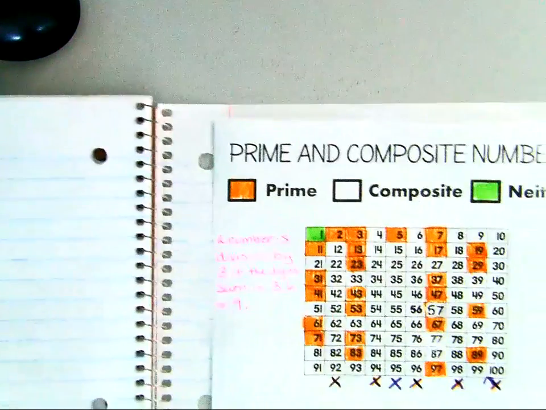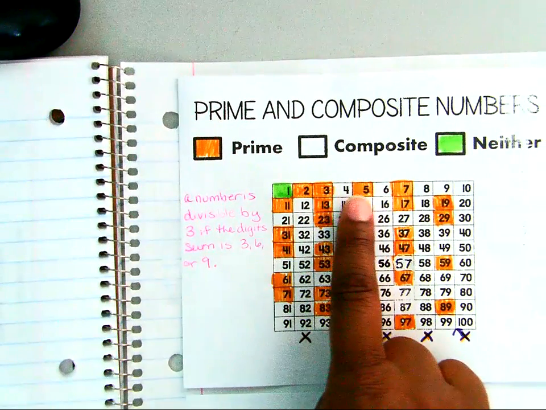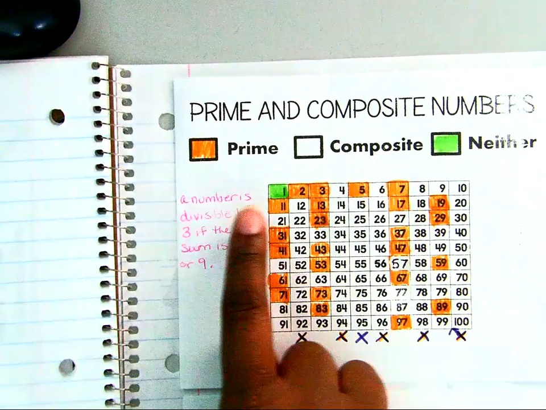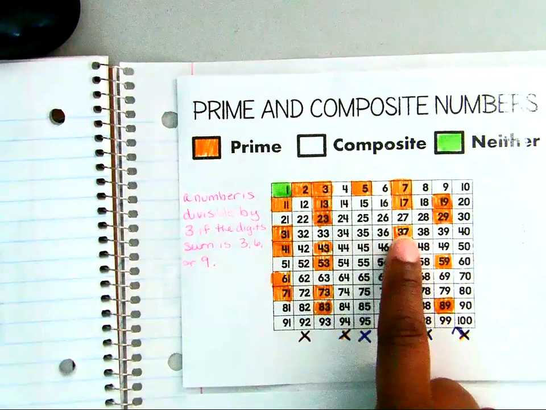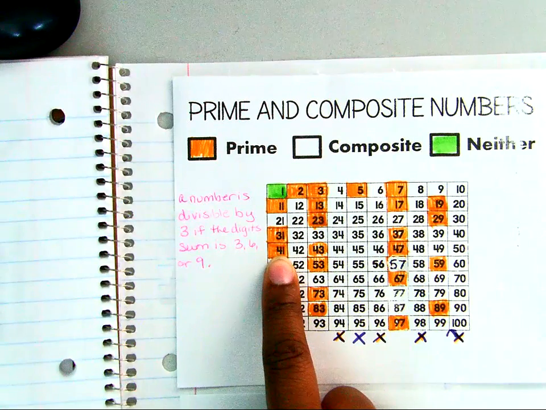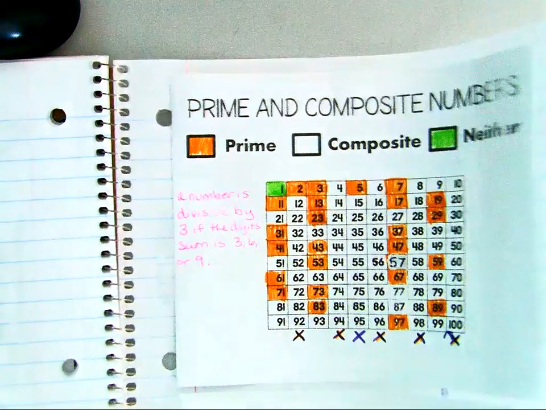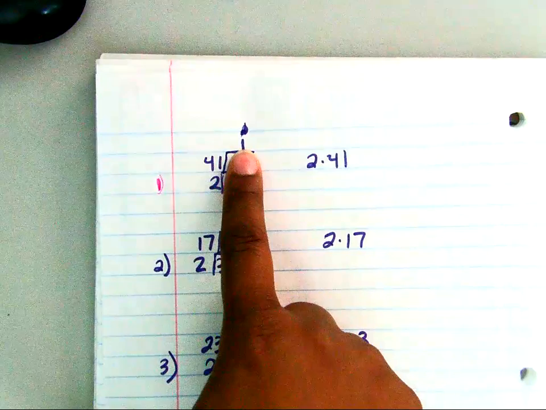Now I go back to my prime factorization list. The number is 41. What can I divide 41 by evenly? First thing I would do is see if 41 is one of my prime numbers. Okay, and it is. So I'm going to divide 41 by 41. 41 divided by 41 is 1.